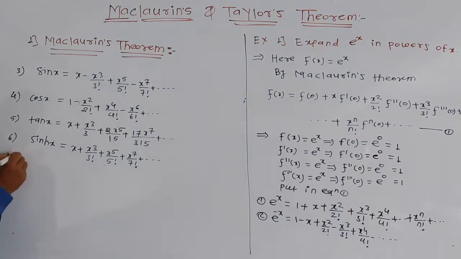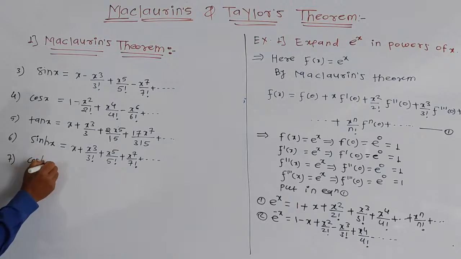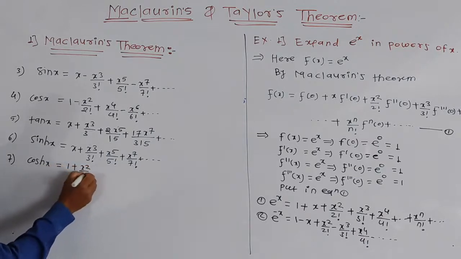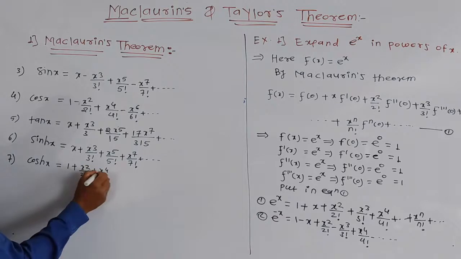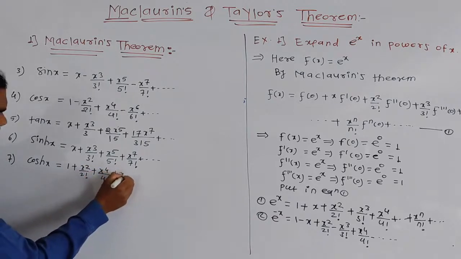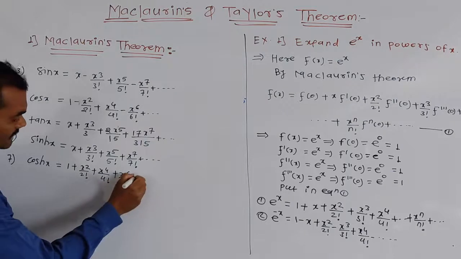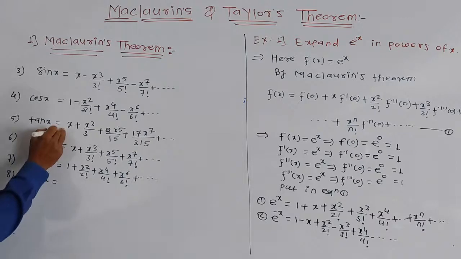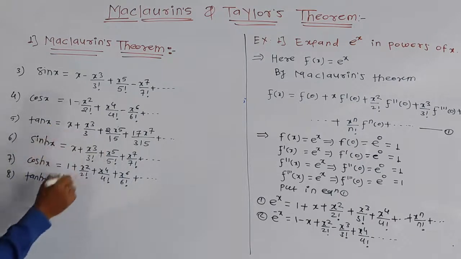The next, 7, the expansion of cosh x. All the terms have positive sign. Okay, so 1 plus x square divided by 2 factorial plus x raised to 4 divided by 4 factorial plus x raised to 6 divided by 6 factorial plus dot dot dot. Okay, the next, 8, the expansion of tanh x. This is the same series as tan x, only the signs alternate between positive and negative.